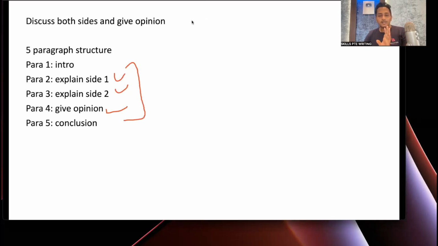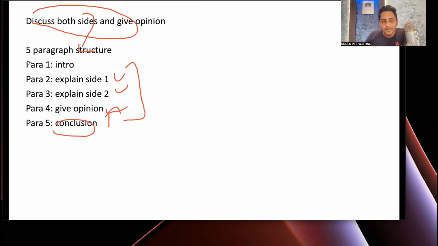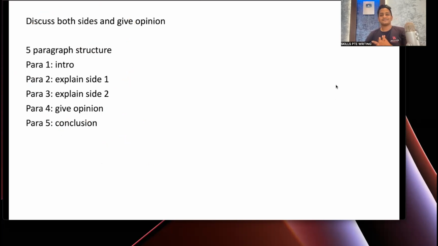See, introduction and conclusion don't need too much effort. Introduction, for whatever the question, read the question and just paraphrase. Conclusion, whatever you've written above, para 2, para 3, or para 4, whatever is there, summarize in 2 sentences. That is the conclusion. Any doubts? Feel free to let me know.